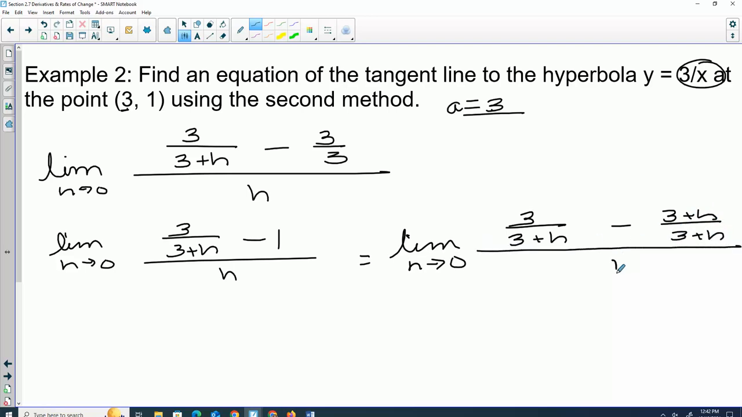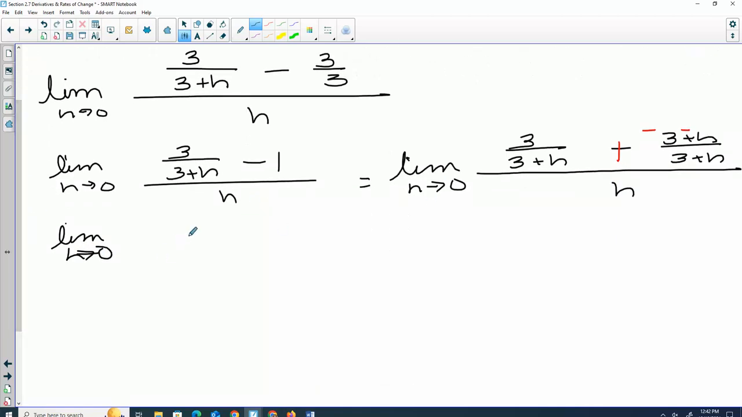Yeah. Oh, okay. Oh, so you're just finding it that way. Because it's a minus, I'm going to distribute a negative. Therefore, limit as h approaches 0. What happens to my 3's? Yeah. They cancel, so I get h over 3 plus h, negative h, thank you. Okay, divided by h.